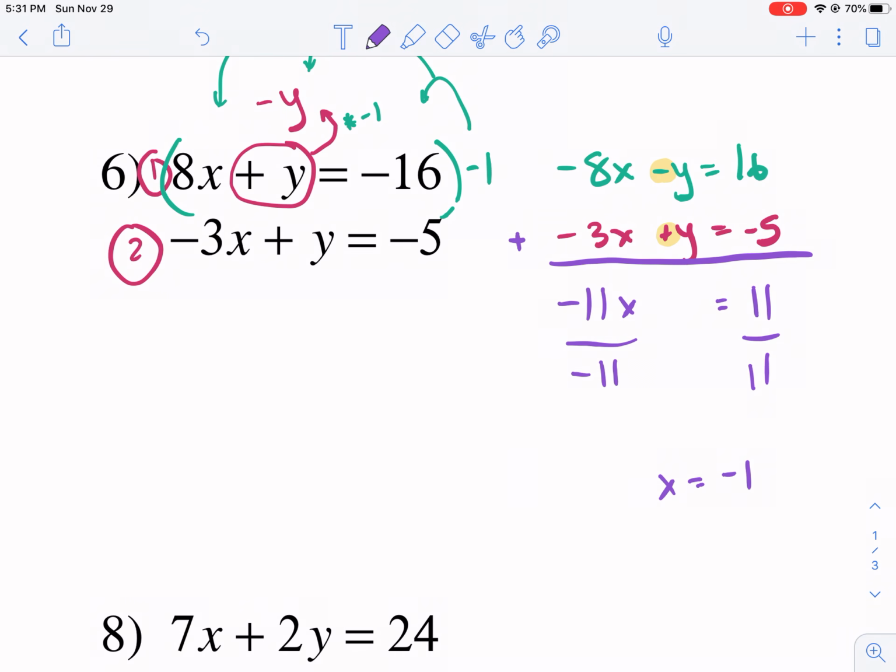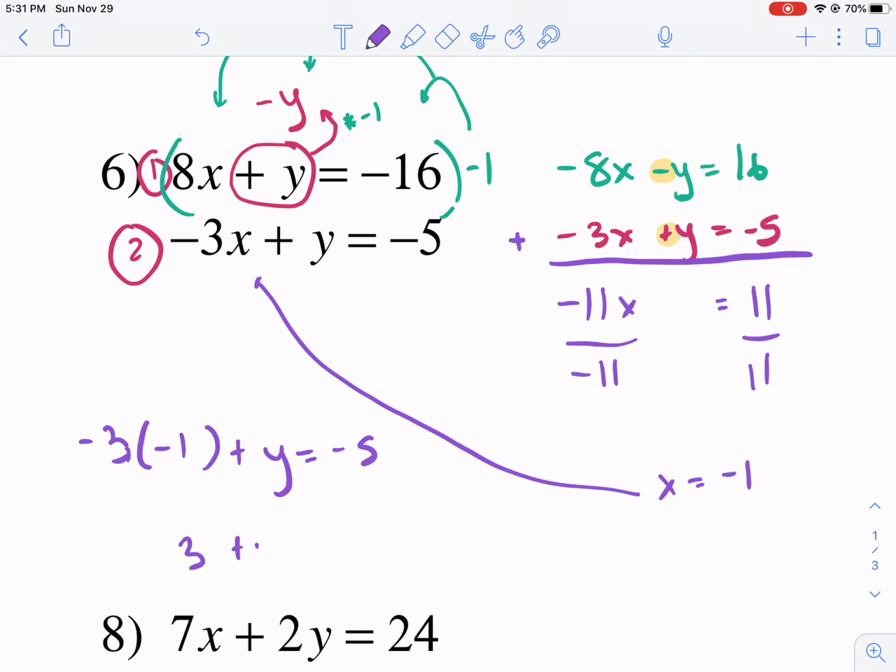So I'm actually going to use equation 2 because it has the smallest multiplier of x and y is already positive. Makes it a little bit easier. So you have -3, I'm going to put parentheses here, plus y equals -5. So I'm plugging -1 here. We get +3 plus y equals -5. Subtract 3. I get y equals -8.